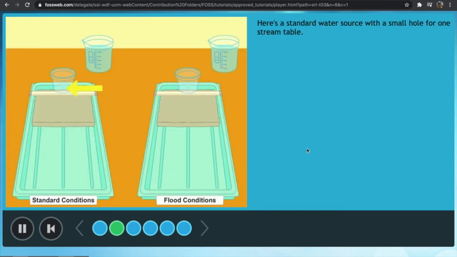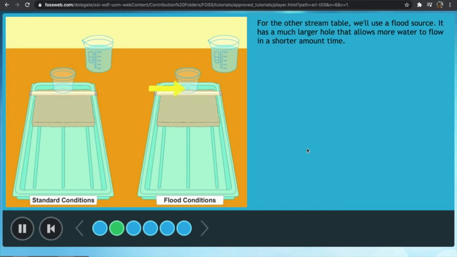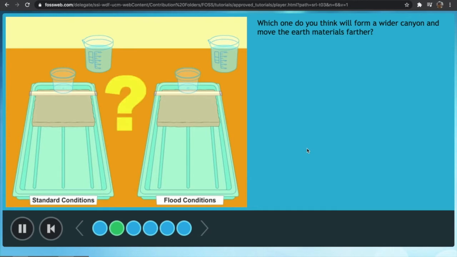Here's a standard water source with a small hole for one stream table. For the other stream table, we'll use a flood source. It has a much larger hole that allows more water to flow in a shorter amount of time. Which one do you think will form a wider canyon and move the earth materials farther?